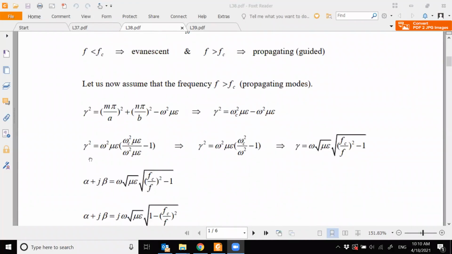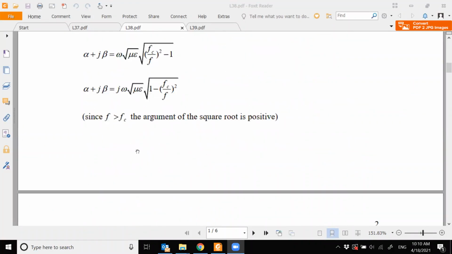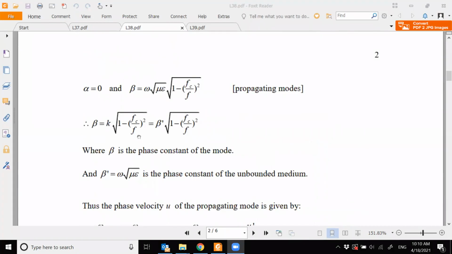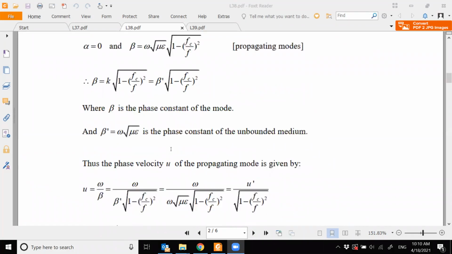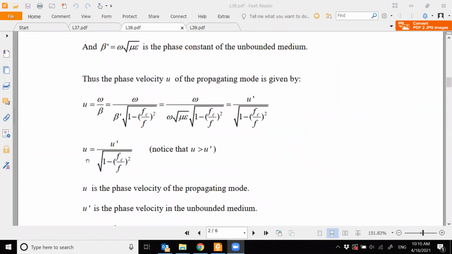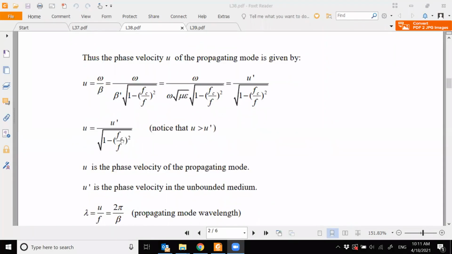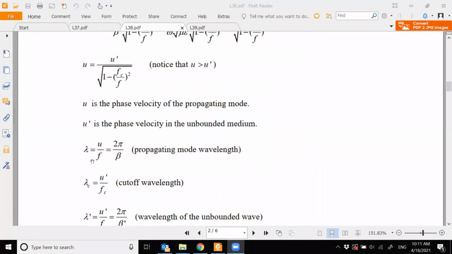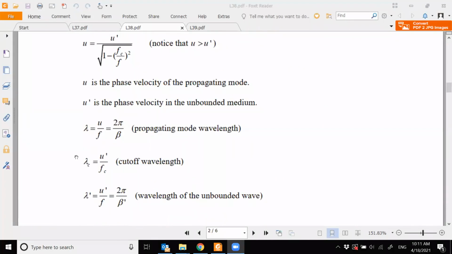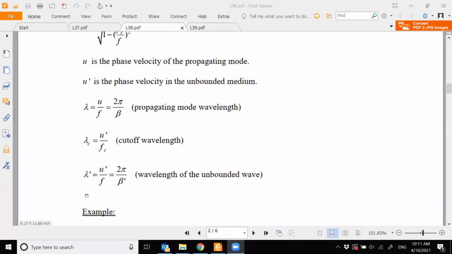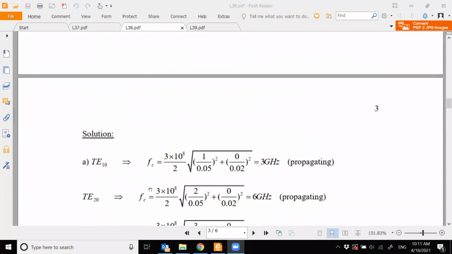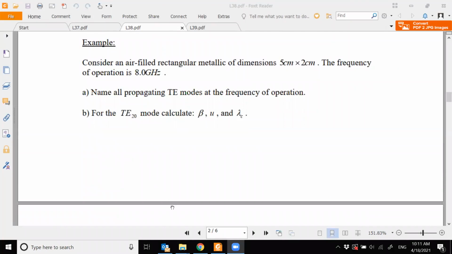And then what we did, we looked at different derivations. If you see here, we found beta in terms of beta dash. Beta dash is for the unbounded medium. And then we found the phase velocity in terms of the phase velocity of the unbounded medium, in terms of the cutoff frequency and the operating frequency. Then the lambda, the cutoff wavelength, and the wavelength of the unbounded medium. And then we took this example where we named all the propagating modes of TE based on my operating frequency.